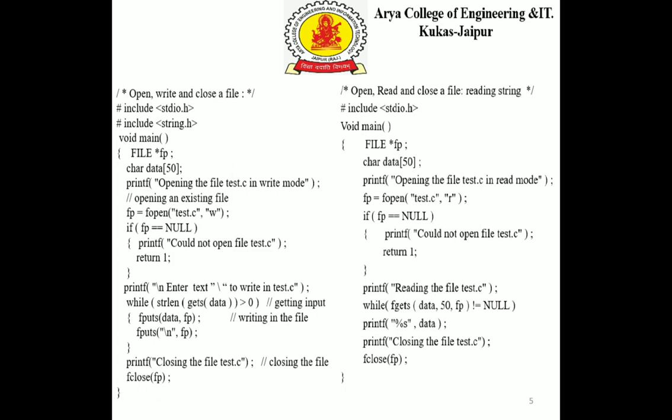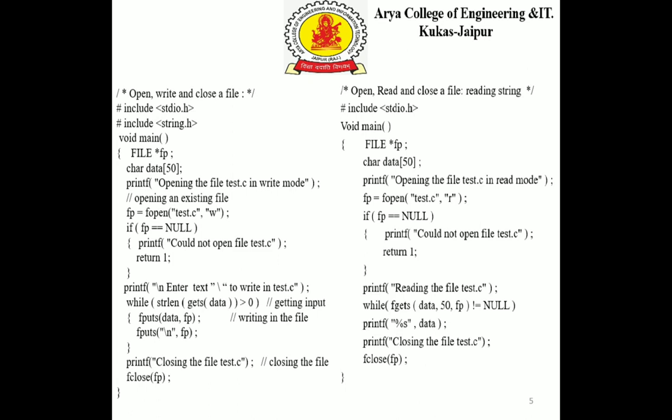Previously we opened the file in write mode. This is the main difference. Again the address is stored in the file pointer. If the file pointer is null, we say the file can't be opened. Otherwise, we read the file and print it on the screen for the user. How? With the help of a loop. We use fgets, meaning get the string from the file, into the data variable. How many characters? 50 at a time. From which file? The address stored in the file pointer, whose address is test.c. This process goes on until we reach the end of file.